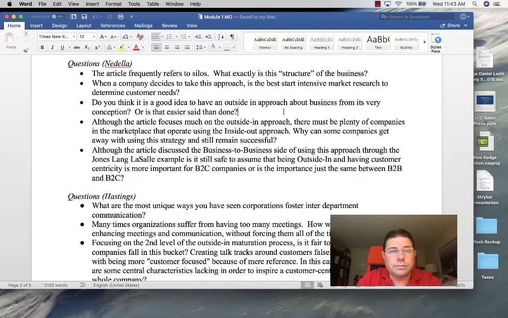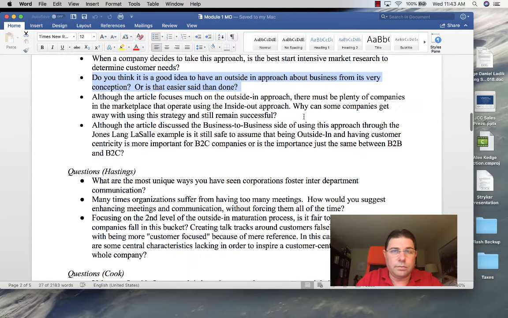Tag clouds. Do you think it's a good idea to have an outside-in approach about business from its very conception? Yes. Or is that easier said than done? I think it's the only way for you to survive. It's not, should I do it or should I not? It's, do I want to survive or do I not?